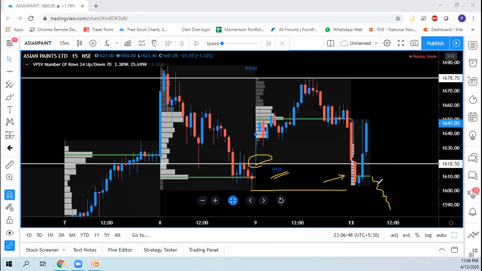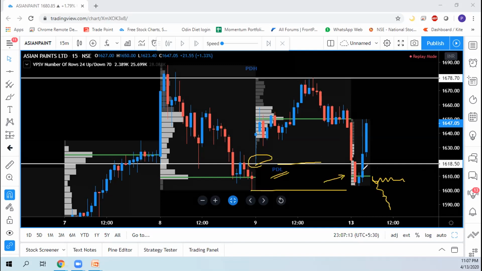So how do we know that sellers are not having the power? Because they are not spending too much time here, too much time in this high volume node. They came, they traded for 15 minutes and they started moving inside the prior day's range. So when these guys started trading inside the previous day's range, I know that the selling power is vanishing from this particular stock at that point of time.